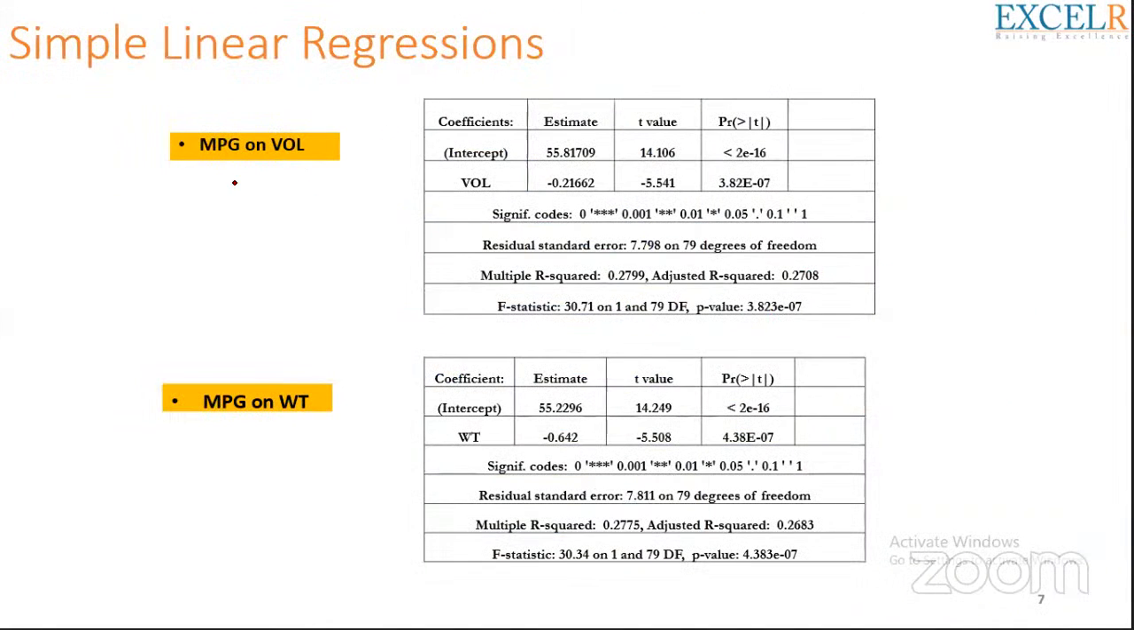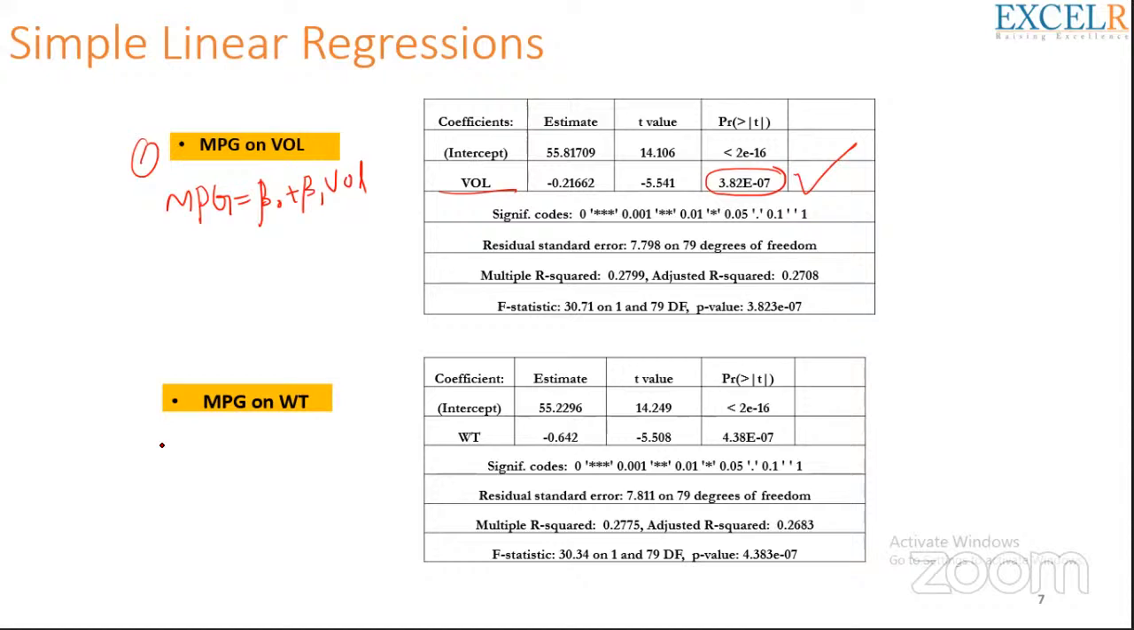Yes, here is a regression equation. First equation: MPG on volume. MPG is equal to beta naught plus beta 1 into volume. And tell me, do we have a significance here? Just volume alone we have used to build the regression equation. Yes, this is highly significant, very high significance, right?